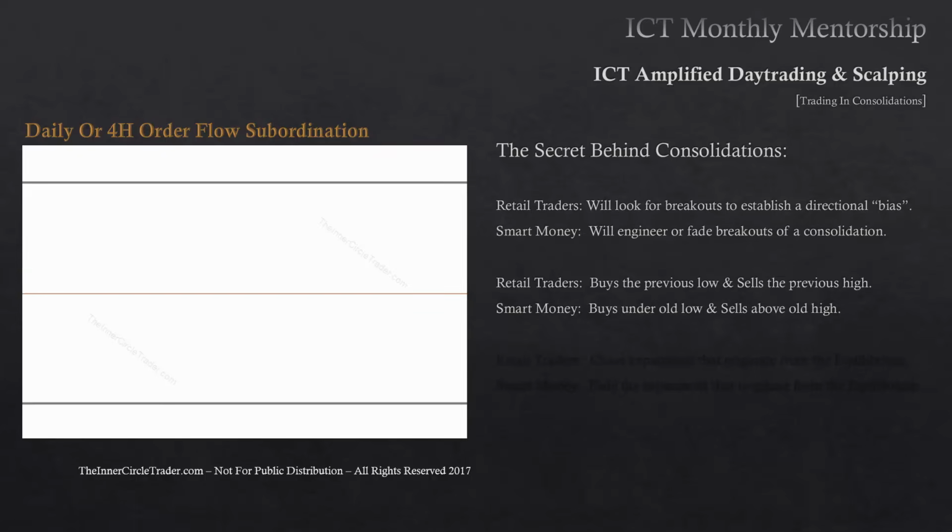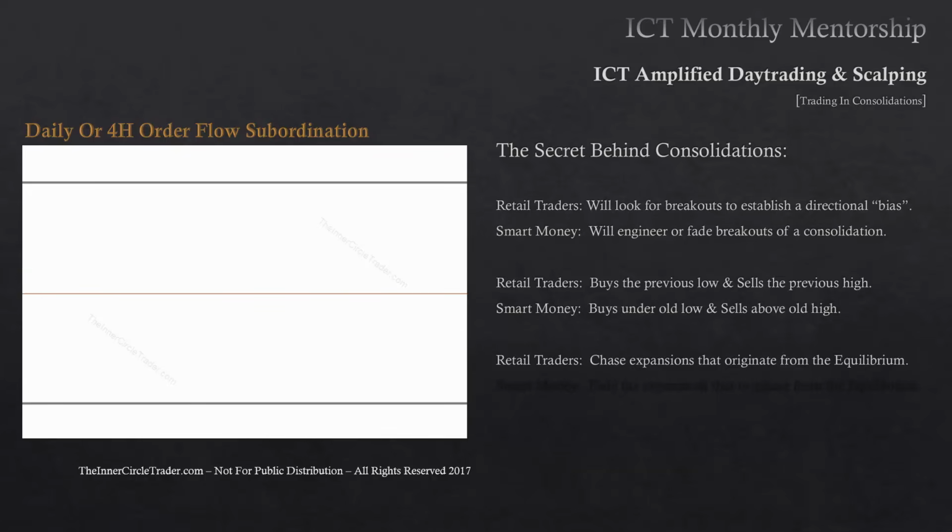Now, if daily and 4-hour order flow is bullish, any moves below the consolidation would be viewed as smart money accumulating the sell stops for a move higher. If the daily or 4-hour order flow is bearish, any move above the consolidation, above an old high, is going to be viewed as smart money knocking out buy stops and accumulating short positions. The opposite is going to be seen with the retail crowd. They're going to be basically chasing price.